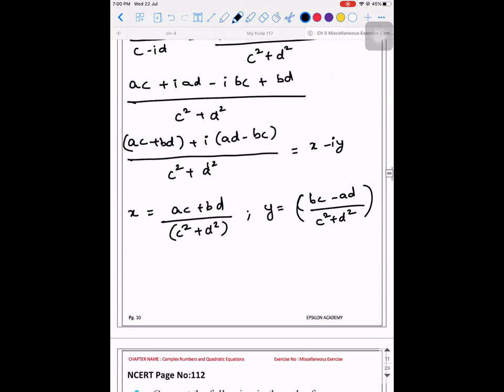Are you guys able to understand? After this, what you need to do is square and add, you will get the answer.